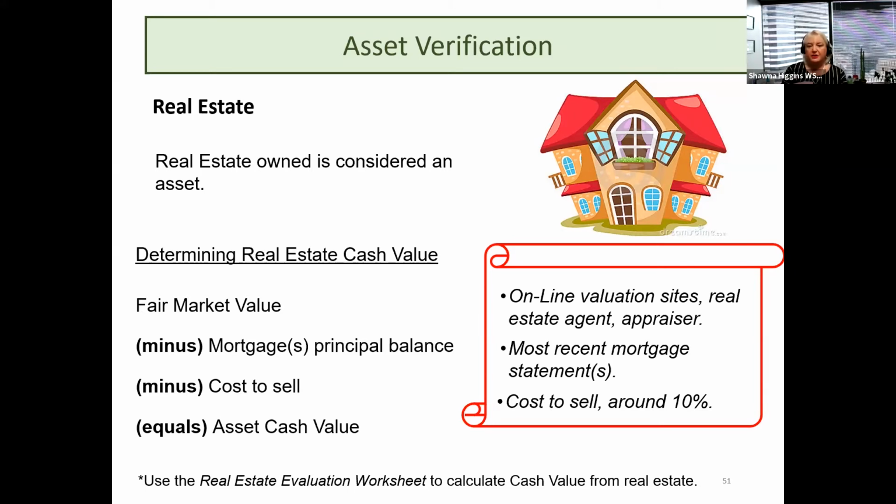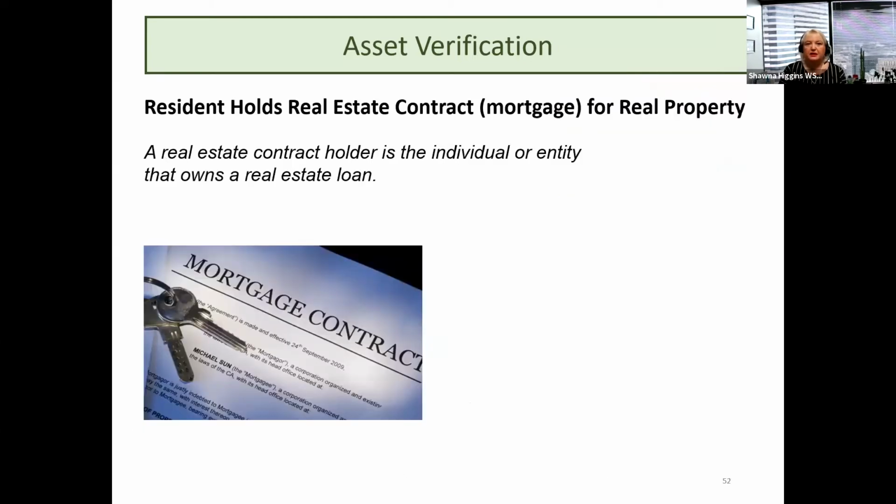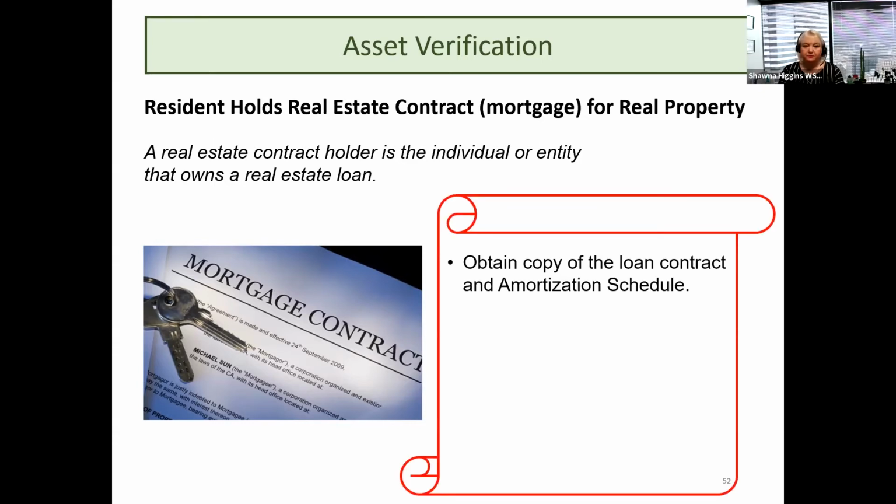That form is going to actually break it out into exactly what this shows, fair market value minus. So it'll be very simple. You don't have to remember all of these pieces because it's on that form. So residents may hold a real estate contract mortgage for their real property. Instead of selling it outright, they sold it to someone who's going to make payments on it. So the real estate contract holder is the individual or entity that owns a real estate loan.